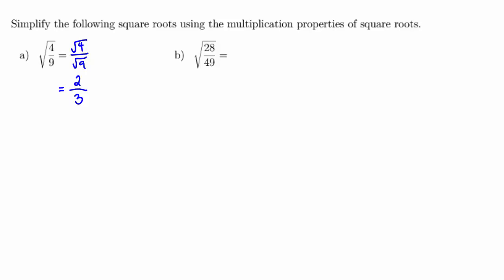We'll do our first step of breaking it into the square root of the numerator, so we'll have the square root of 28, over the square root of the denominator, which is the square root of 49. That denominator, because it has a perfect square inside that square root, will simplify very quickly. So the square root of 49 is just 7. The numerator, however, is the square root of 28.